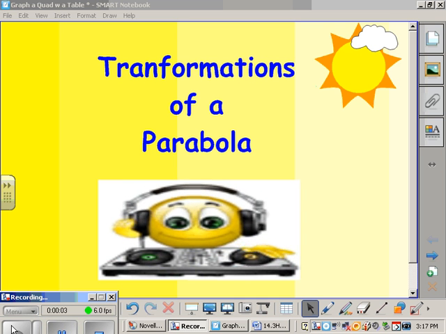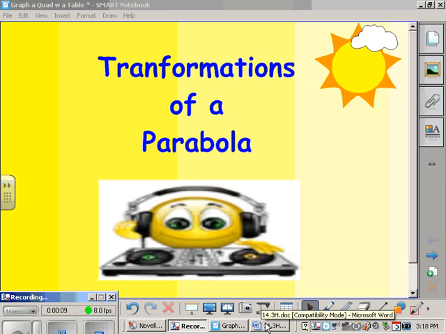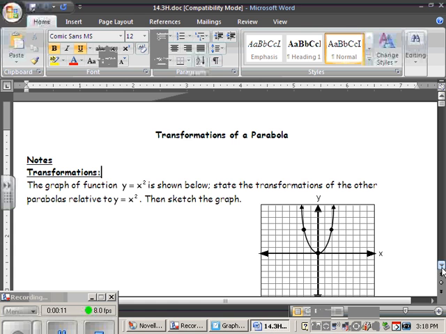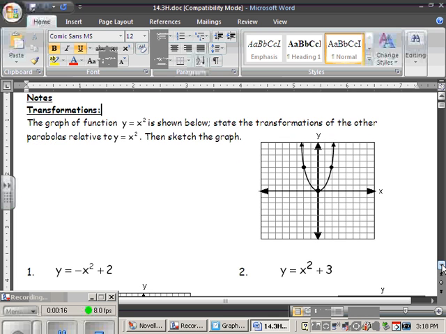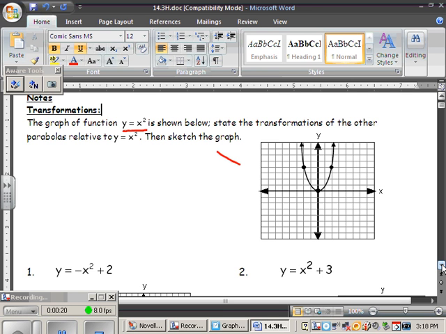In this lesson, we're going to talk about transformations of a parabola for a quadratic equation. Let's take a look at some notes. If we start with a basic quadratic equation, which would be y equals x squared, which is shown to the right, notice the vertex is at 0, 0.